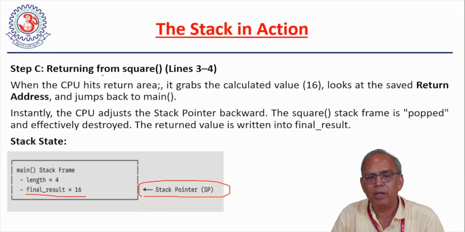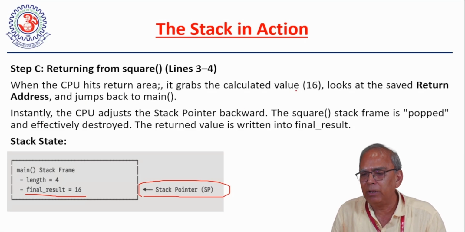So this is returning from square, lines 3 and 4. When the CPU hits the return, it grabs the calculated value, looks at the saved return address and jumps back to main. And instantly the CPU adjusts the stack pointer backwards. The square stack frame is popped off.